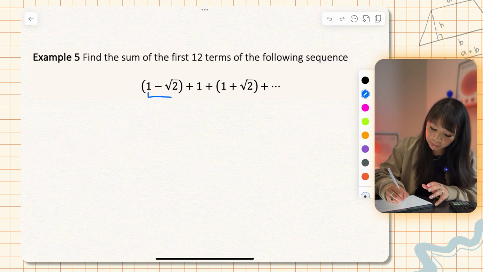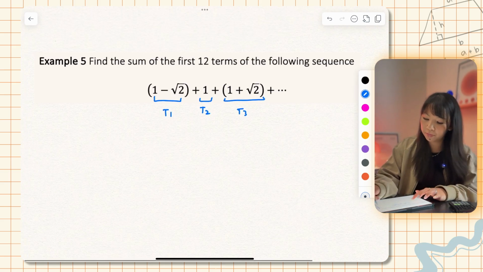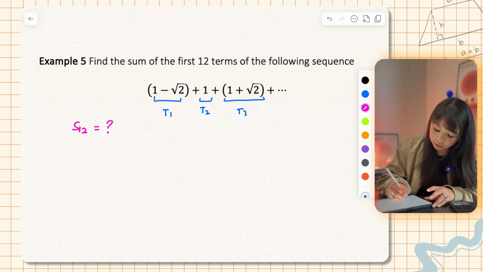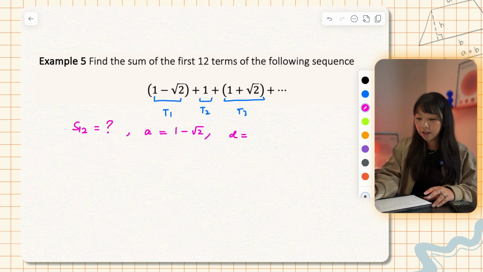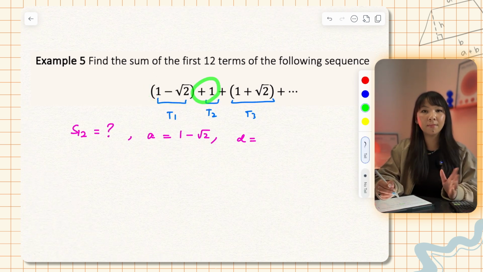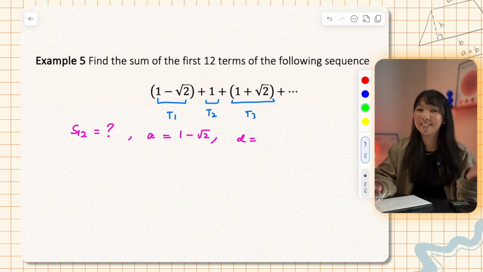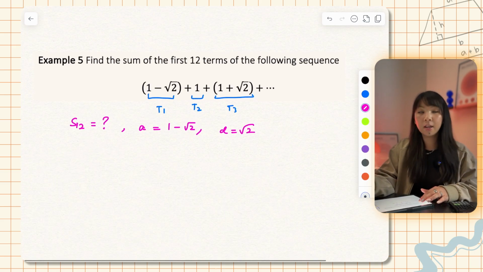So we still have to keep in mind that this is still the first term, this here is the second term, and this here is the third term. So let's write down what we have and what we want. We're looking for the sum of the first 12 terms, so S12. We know that the first term a is 1 minus root 2. What is the common difference? Now, if I had 1 minus root 2, and then the next term is 1, or if I have 1 and then I go to 1 plus root 2, that means that the common difference is a positive root 2, or plus root 2.